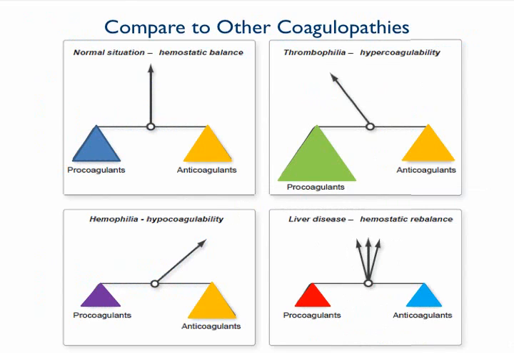The next slide compares this concept of a balance to other coagulopathies you may be more familiar with. The left upper corner shows the balanced coagulation state of normal patients. The upper right shows patients with a thrombophilia. The procoagulants are much greater in number, and the balance is toward clotting. The left lower corner shows patients such as those with hemophilia. Their anticoagulants are much out of balance compared to the procoagulants, and they tend to bleed. The right lower corner shows liver disease, which is a balanced but unstable system.